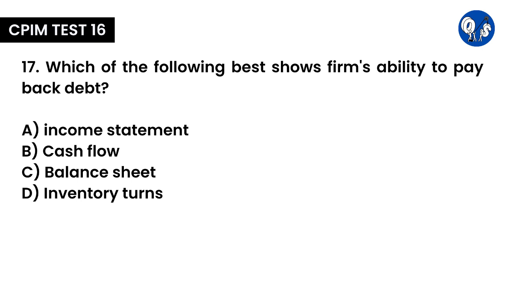Question number 17. Which of the following best shows a firm's ability to pay back debt? A. Income statement. B. Cash flow. C. Balance sheet. D. Inventory turns. Here the correct answer is B. Income statement and balance sheet show a firm's financial condition but do not best show a firm's ability to pay off debt, and inventory turns show how effectively inventories are being used. Cash flow is the best indicator of a firm's ability to pay off debt. It shows the net flow of dollars into or out of the proposed project.